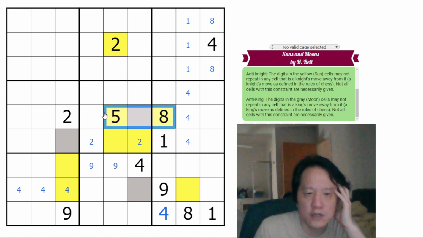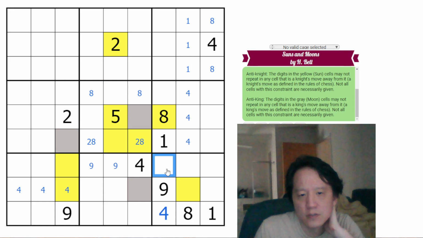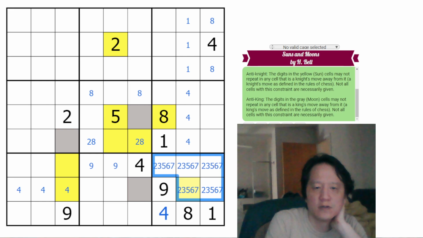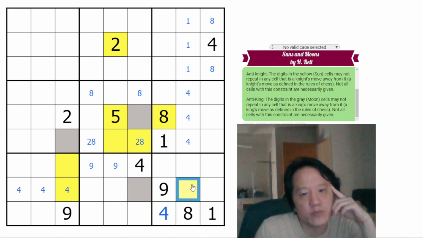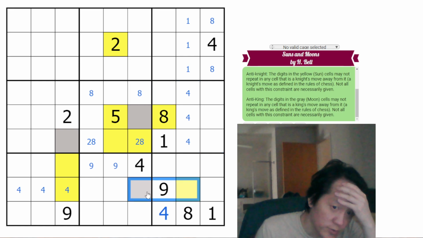8. This 8 cannot be here or here. So the 8s could be in one of these 4 cells. So this is 2, 3, 5, 6, or 7, right? Maybe that's not the best way of going about things. Where can this cell be? It cannot be here. It cannot be any of these because those are 1 and 8. It can't be here. So it has to be one of those 3, but that doesn't really tell us much.